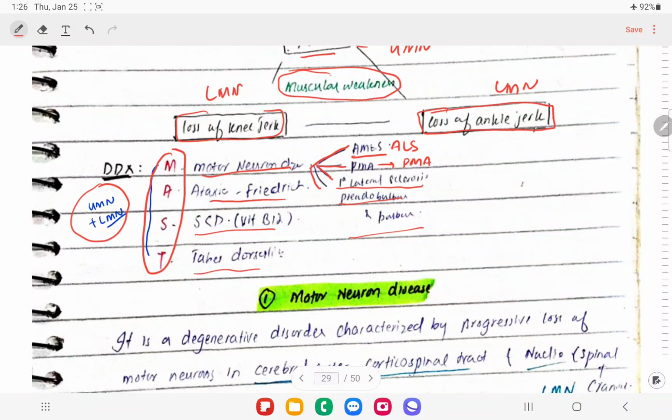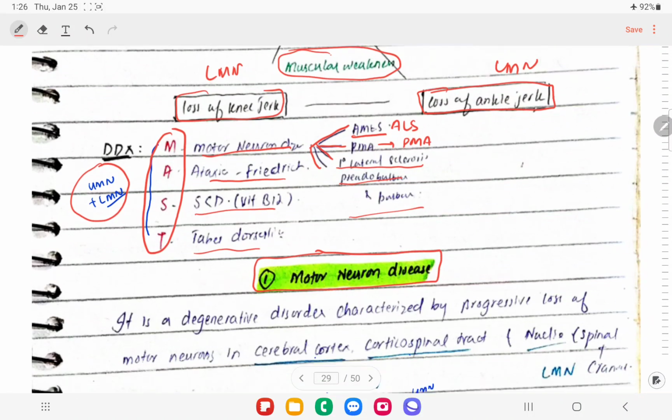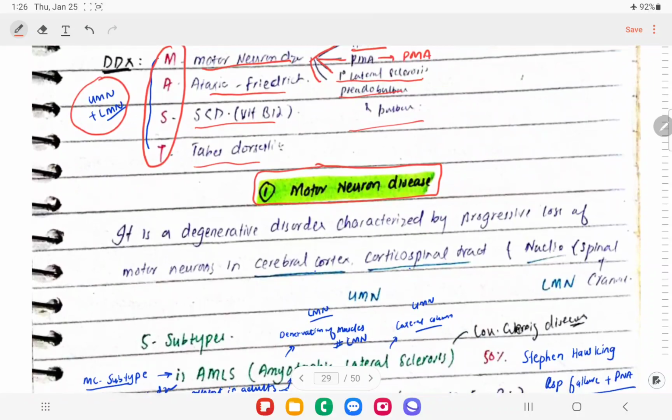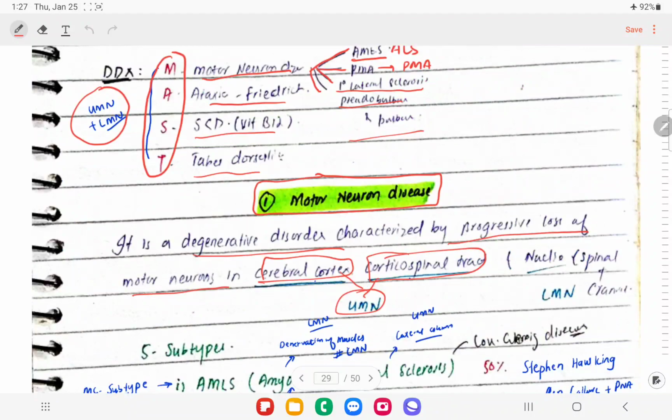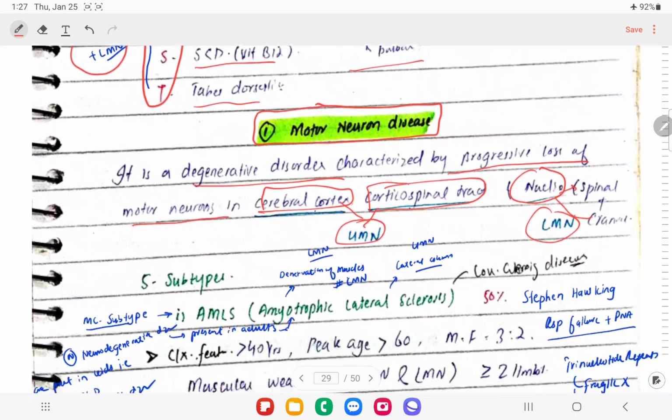So let's discuss our very first topic, motor neuron disease, and its subtypes. It's basically a degenerative disorder characterized by progressive loss of the motor neurons in the cerebral cortex and the corticospinal tract. Both of these are basically upper motor neuron lesions. And when there's degeneration of the nuclei of the spinal and cranial nerves, we're going to get the features of lower motor neuron lesion.